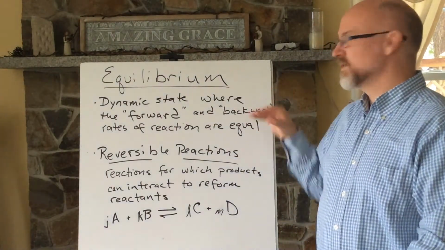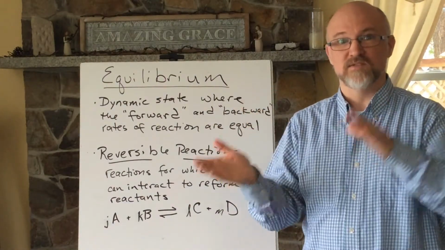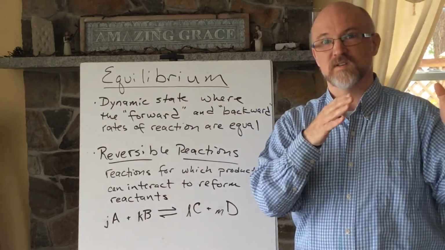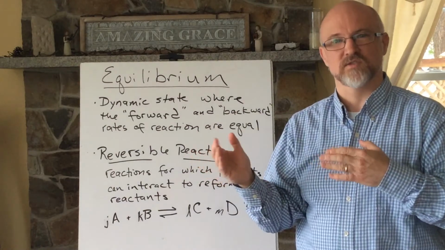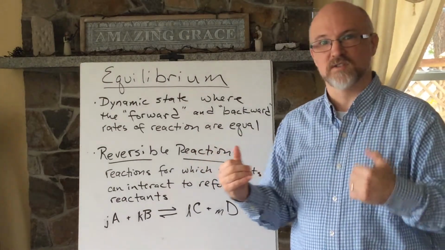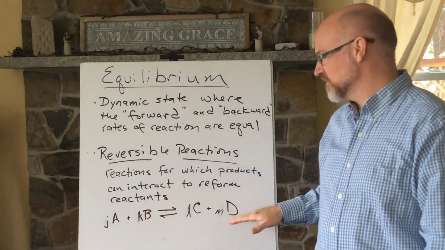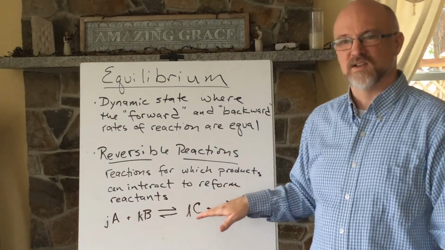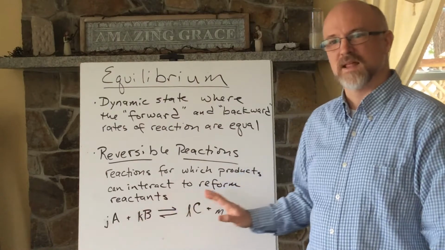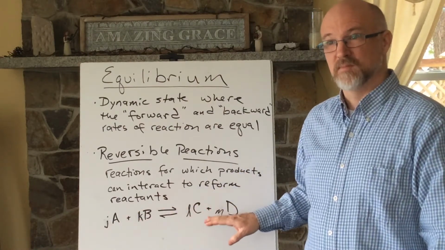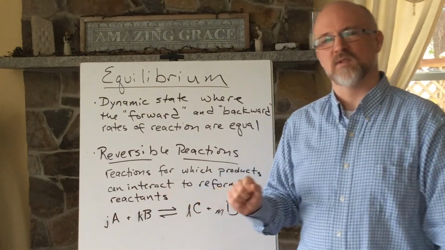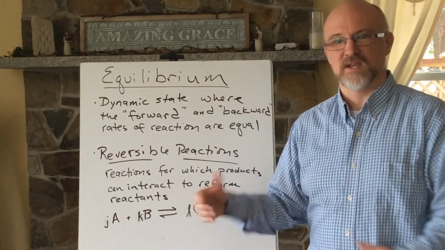And equilibrium is the state where the rate of the forward reaction matches the rate of the reverse reaction. Now, for some reactions, they're product favored, meaning that the rate forward is greater than the rate in reverse, so you end up making a lot of product before you reach that state where there's an equal amount of reactant being reformed.